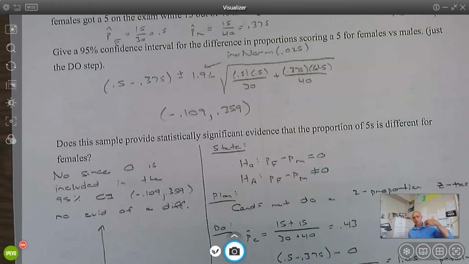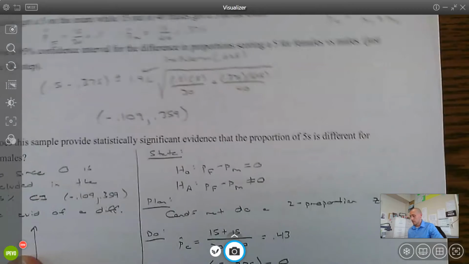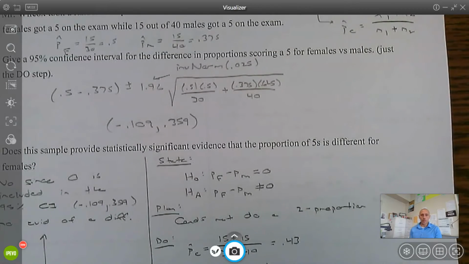If I was doing the full-blown test here, the null would be the true proportion for females minus the true proportion for males is 0. And the alternative would be, is there evidence of a difference? So it could be greater than or less than. So it's a two-tailed test. I didn't check the conditions. I'm just trying to streamline this. So the conditions met, assuming they are, we're going to do a two proportion z test.